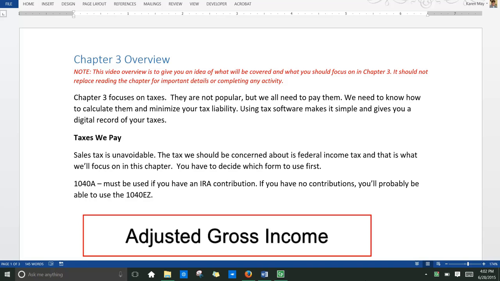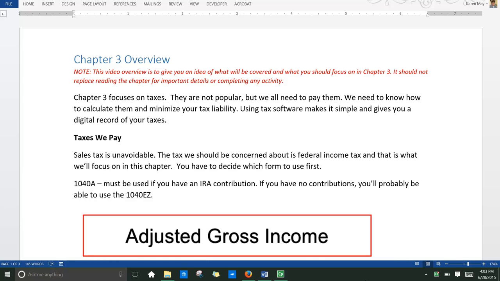This is the Chapter 3 overview. Please remember that this video overview is to give you an idea of what will be covered and what you should focus on in Chapter 3. It should not replace reading the chapter for important details or completing any activity.